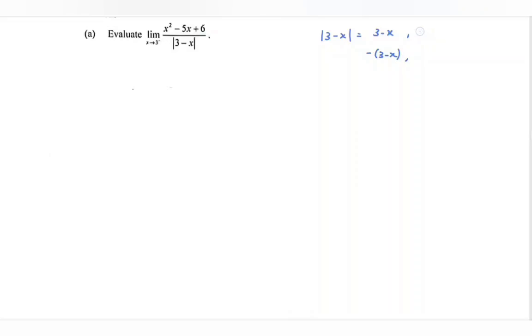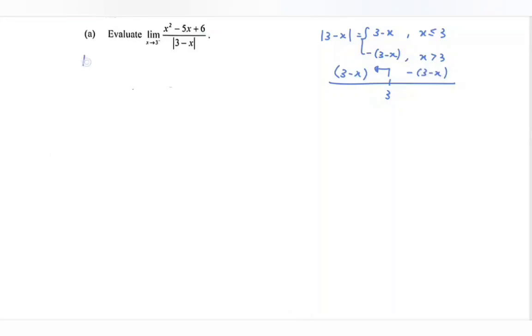So for the domain, we have x less than equals to 3 and x greater than 3. So illustrate the situation in the real number line. For x less than equals to 3, the function will be 3 minus x bracket. For the situation x greater than 3, we have negative bracket 3 minus x. So that will be the function.